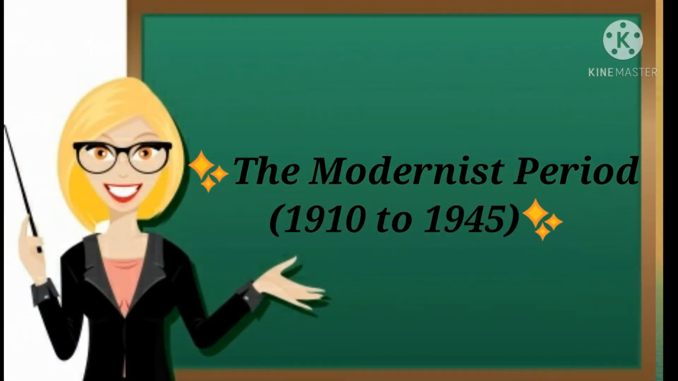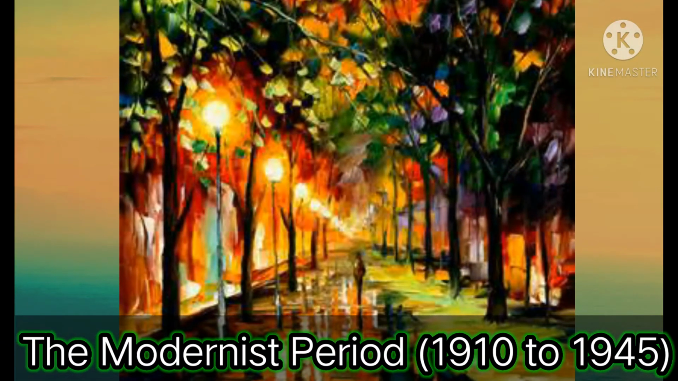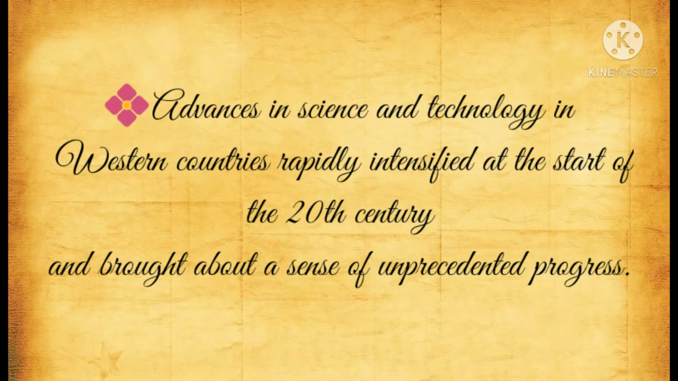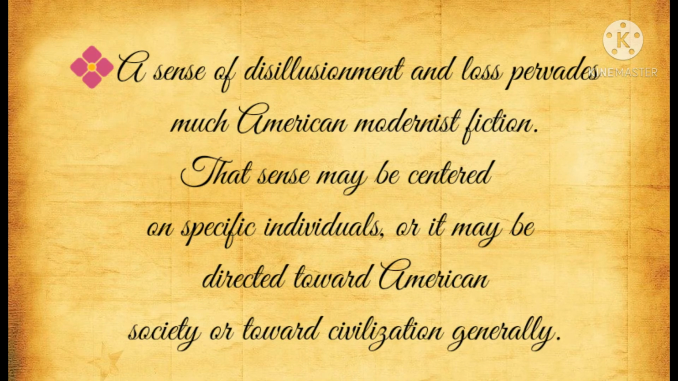The fourth is the Modernist period from 1910 to 1945. The advances in science and technology in Western countries rapidly intensified at the start of the 20th century and brought about a sense of unprecedented progress. A sense of disillusionment and loss pervades much American modernist fiction. That sense may be centered in specific individuals, or it may be directed toward American society or toward civilization generally.